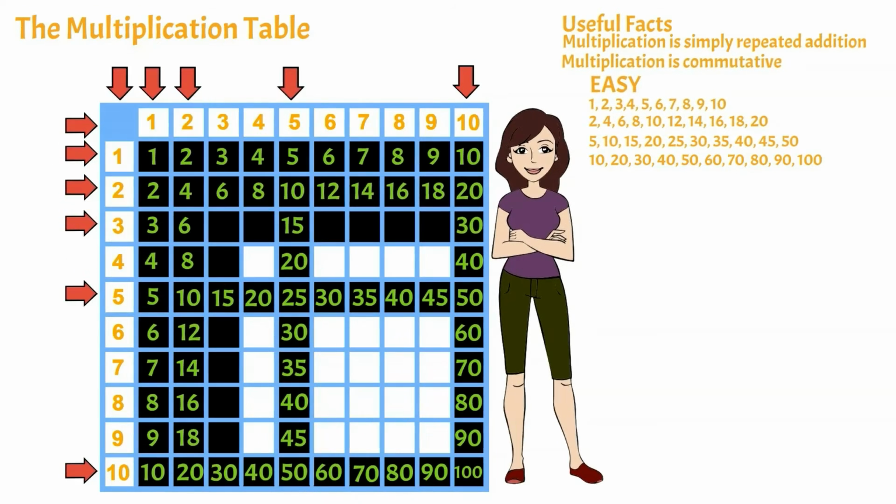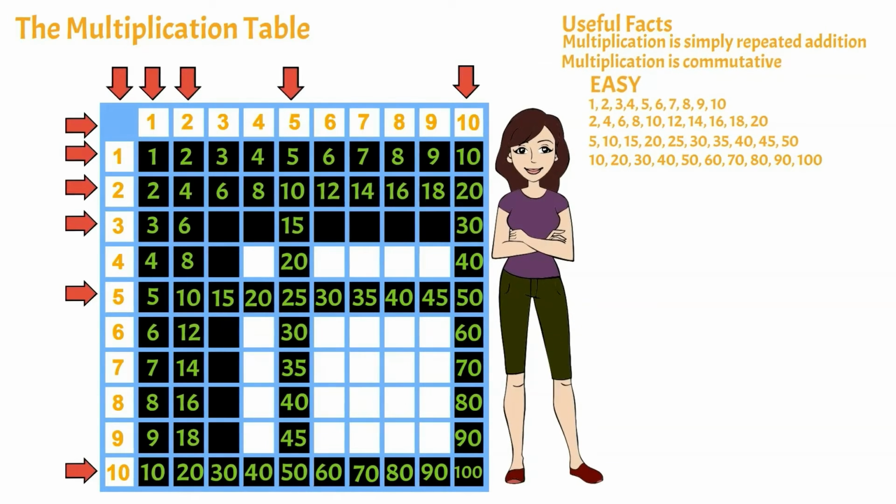3 times 1 equals 3. This is part of the easy ones because of factor 1. 3 times 2 equals 6. This is part of the easy ones because of factor 2. What about 3 times 3? 3 times 3 is still easy because the numbers are small.